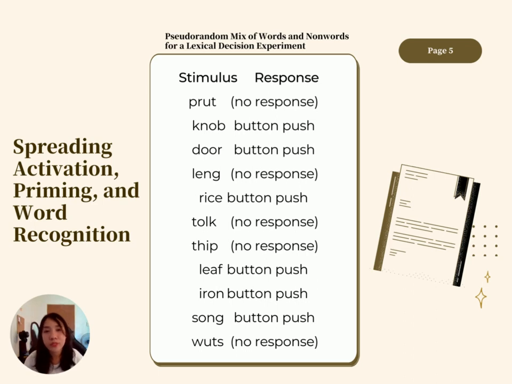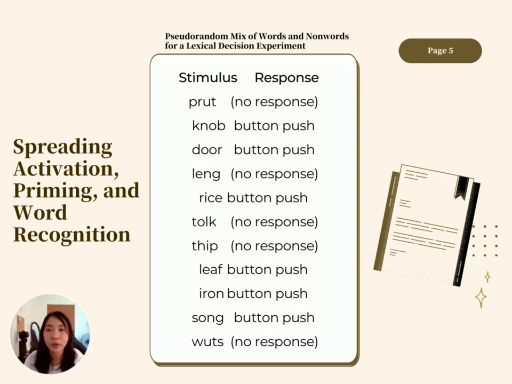So a small part of a sequence of stimuli and responses might look like this. Here is an example of a pseudo-random mix of words and non-words for a lexical decision experiment. We have here stimulus and response. For "prut", there is no response. For "knob", they button push. And for "door", also button push. For "leg", no response. For "rise", button push. For "toke" and "thip", no response. Then for "lift", "iron", and "song", button push. And for "woods", no response also.